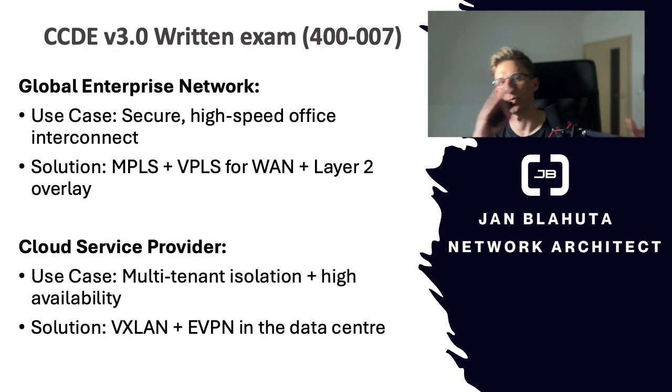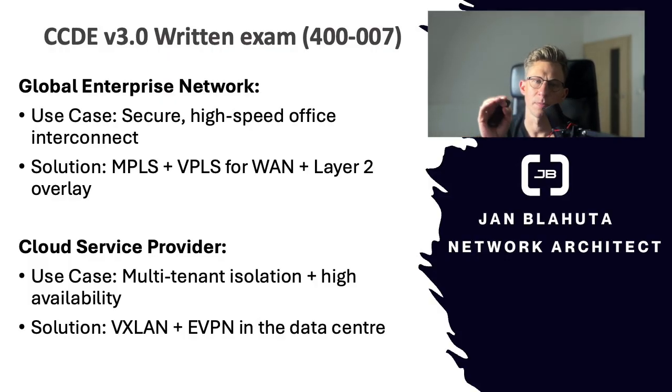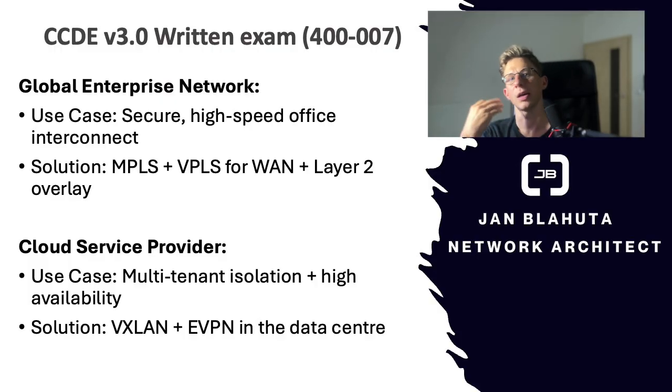A global enterprise network. A multinational needs secure high-speed links between offices. Solution: MPLS WAN plus VPLS for seamless layer 2 across sites. Cloud service provider. Thousands of customers, isolated, high availability infrastructure. Solution: VXLAN for tenant isolation plus EVPN for scalable, resilient layer 2 and 3 connectivity.